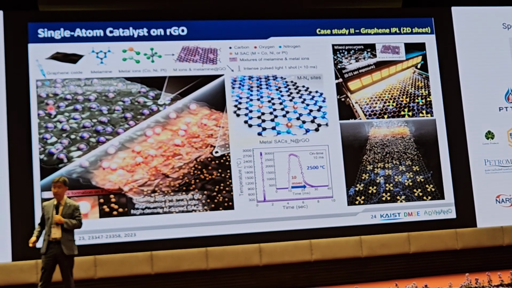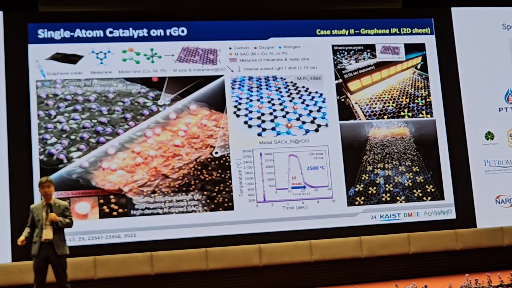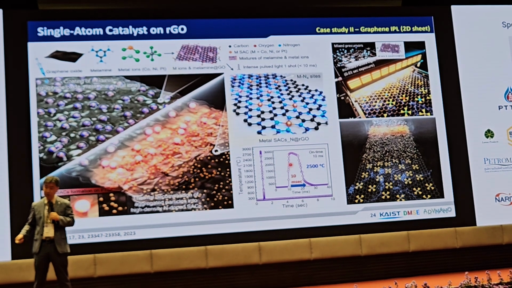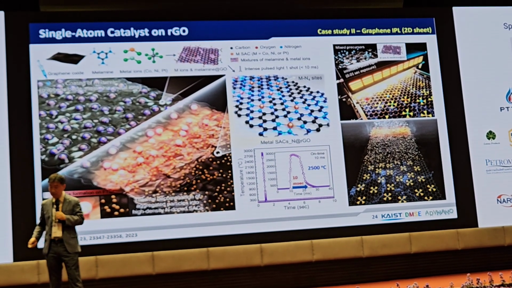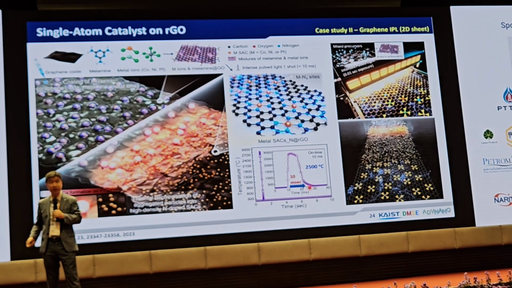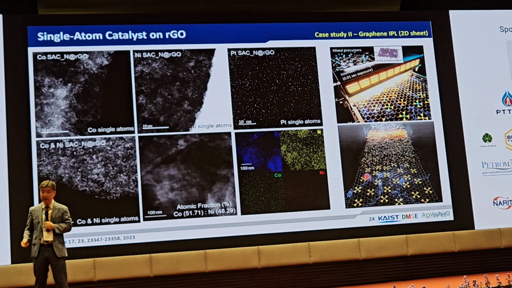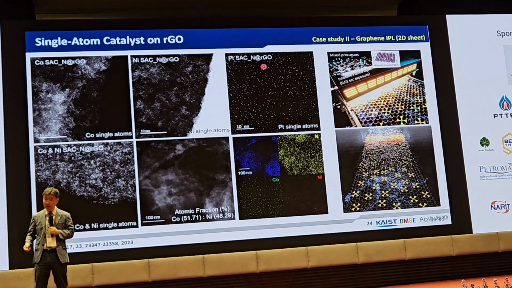Then we mixed in metal ions: cobalt ion, nickel ion, and platinum ion. We mixed all together. Then with light exposure, the temperature increases up to almost 2,500 degrees C for just 0.01 second, then rapidly cools down. Then you can see here a nickel single atom, cobalt single atom, and platinum single atom.